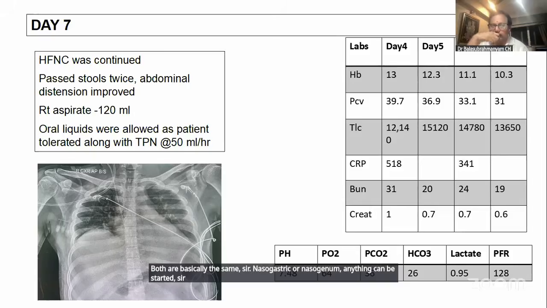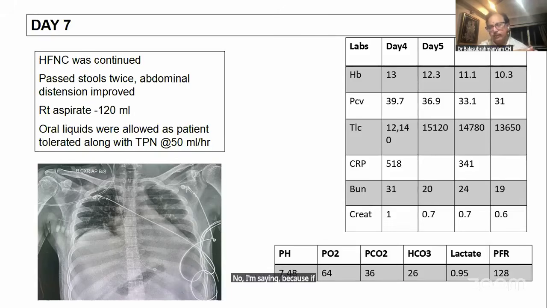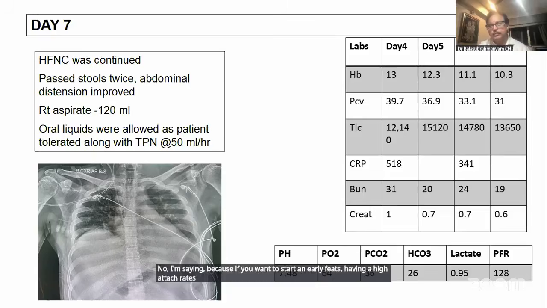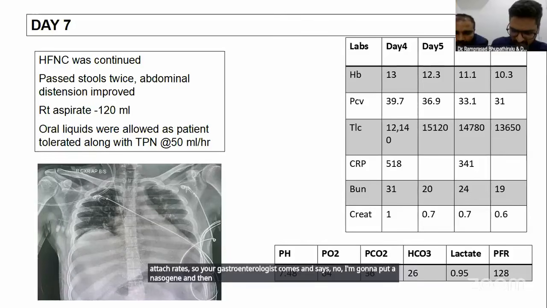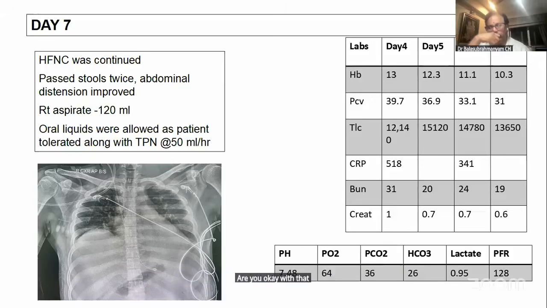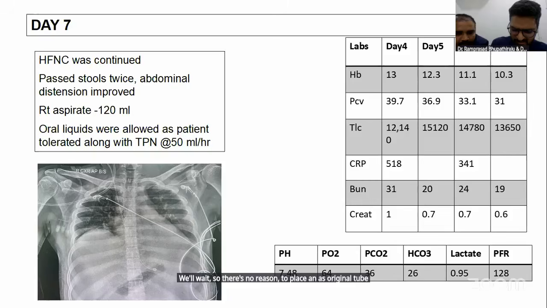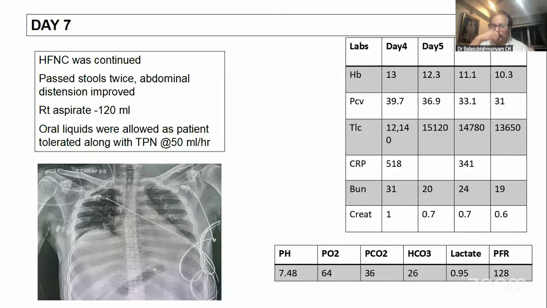No, I'm saying if you want to start early feeds, you're having high RT aspirates. Yes, sir. So your gastroenterologist comes and says, no, I'm going to put a nasojejunal tube and then start feeds. Are you okay with that, or do you want to still wait? How do you want to proceed? We'll wait. There's no reason to place a nasojejunal feed tube, sir. So what will be the reasons for you to place a nasojejunal tube?